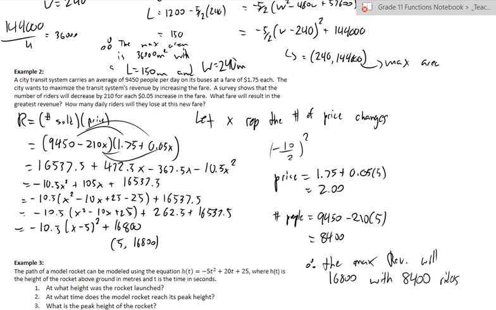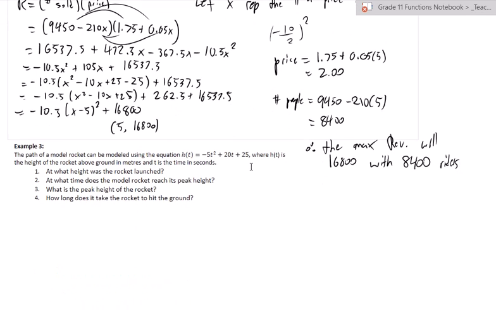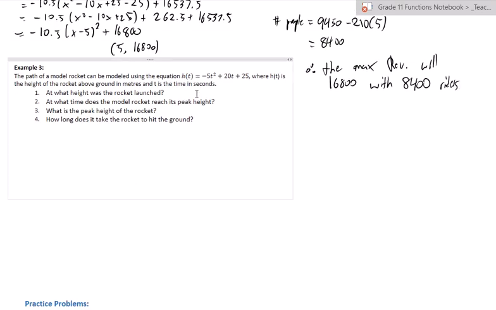So again, for problems like this, you're going to be given 2 original values, which are then going to change some number of times. You're going to use x to show that change, and that will give you a factored form. Now, not all problems will have you create your equations. In some, you'll just be given the equation itself, and you'll just have to analyze it. So our last example here is: the path of a model rocket can be modeled using the equation h of t equals -5t squared plus 20t plus 25, where h of t is the height of the rocket above the ground in meters, and t is the time in seconds.